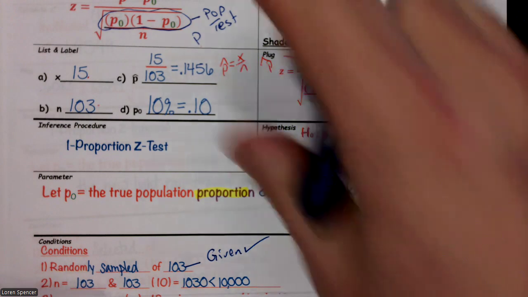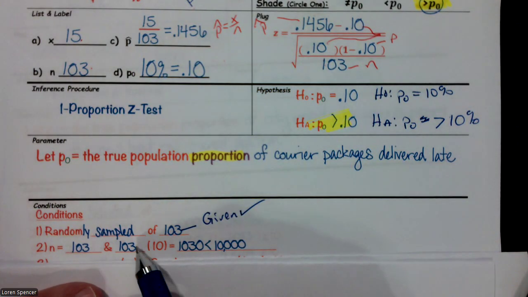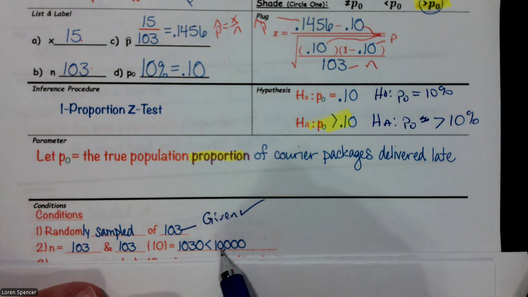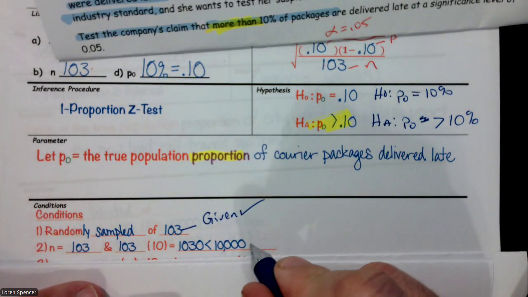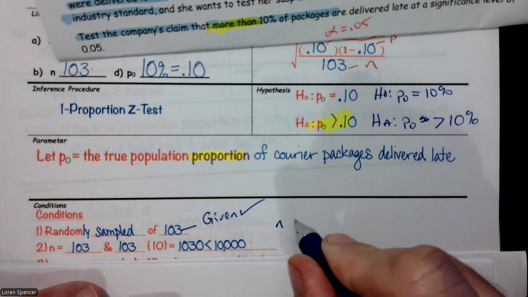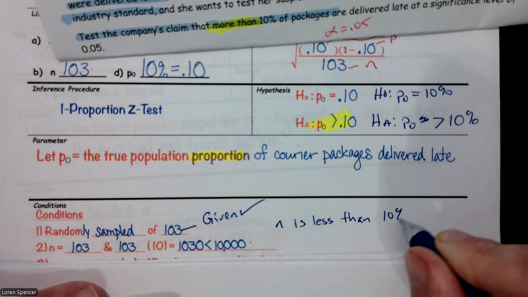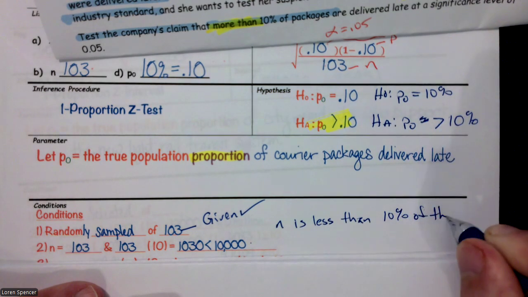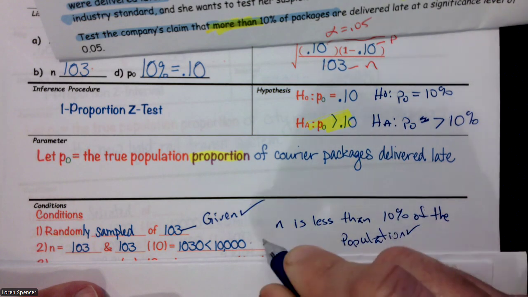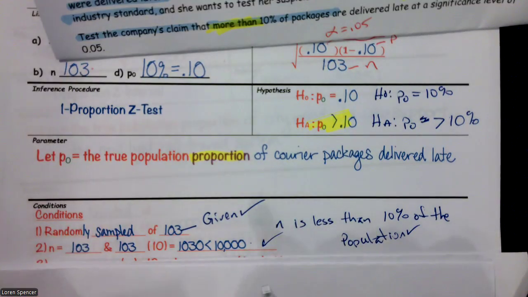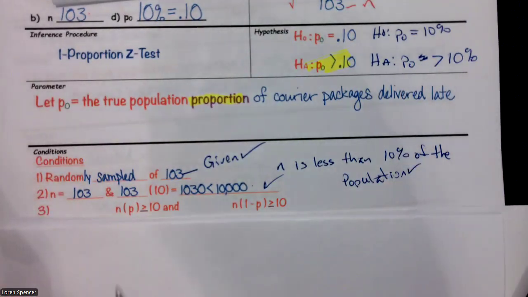The next thing, we need to make sure that our sample is not too big. So we go, okay, the sample size is 103. 103 times 10 is 1,030. But they told us that they had 10,000 packages. So that's good because we can say n is less than 10% of the population. And we go ahead and check that off. Met that condition. Now that we made sure our sample wasn't too big, we have to make sure it was big enough. And so we're going to go np.